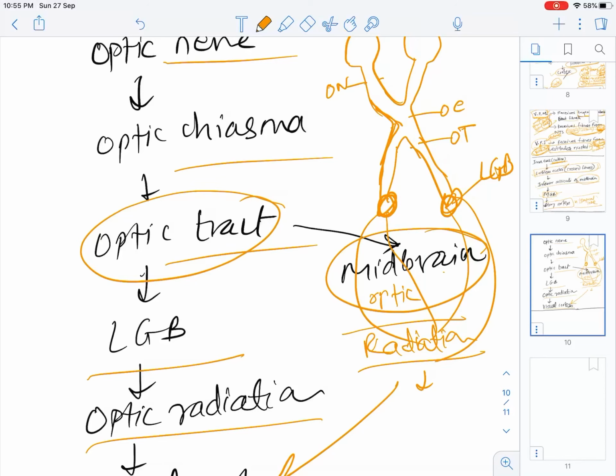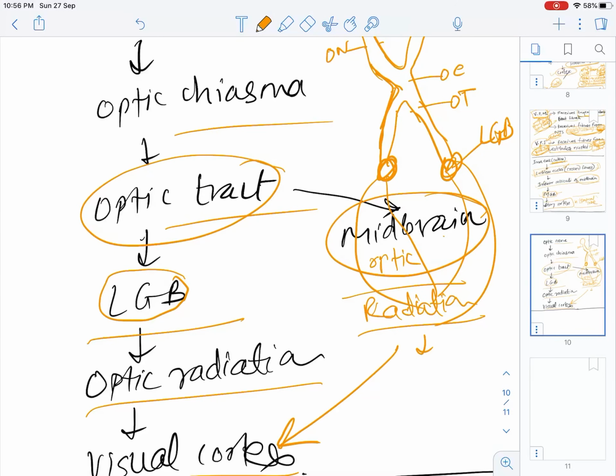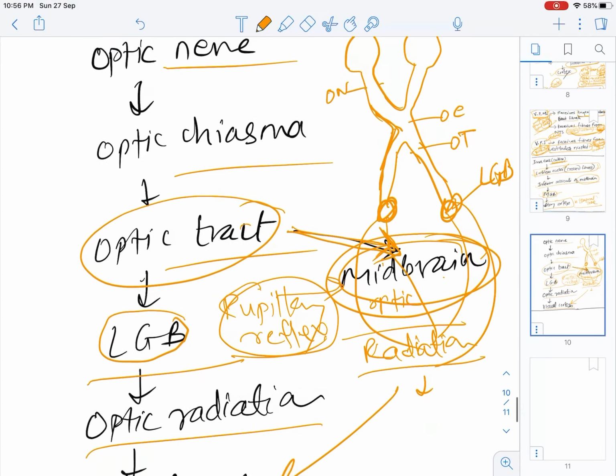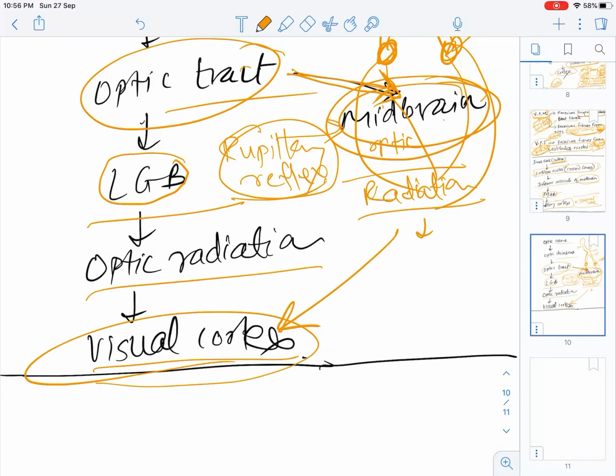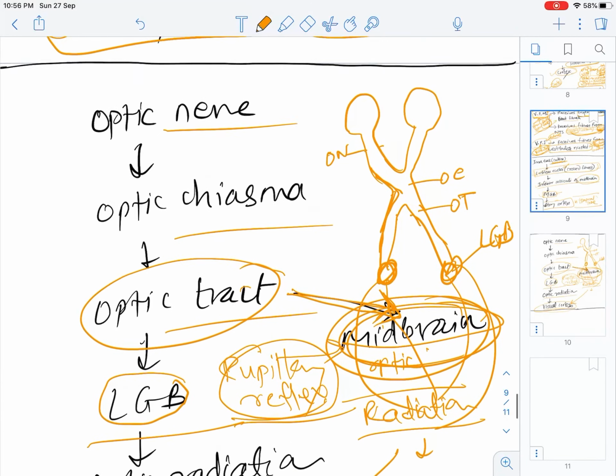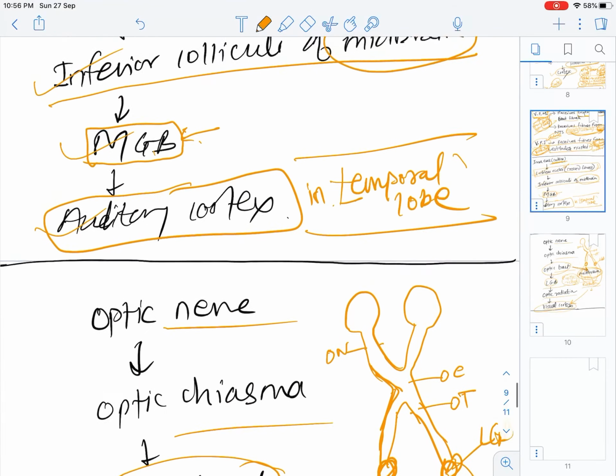Why have we written here midbrain? Because from optic tract many of the fibers go to lateral geniculate body. This was the main pathway for vision, but the pathway for pupillary reflex is different. From optic tract the fibers go to midbrain, and here there is the center for pupillary reflex. So we have to keep in mind about the optic pathway that the vision pathway ends at the visual cortex, but the pupillary reflex pathway ends at the midbrain. Okay, so this was the basic.